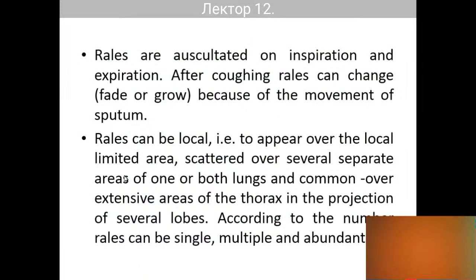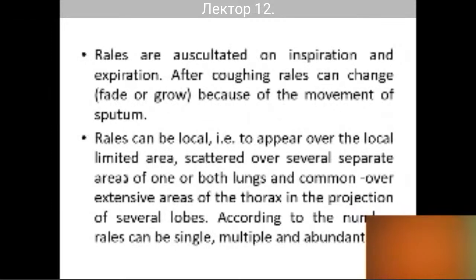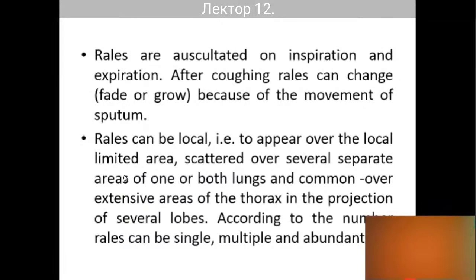Rales are auscultated on inspiration and expiration. After coughing, rales can change or disappear because of the movement of sputum. Rales can be local, that is, appear over a local limited area, scattered over several separate areas of one or both lungs, and common over extensive areas of thorax in the projection of several lobes. According to the number, rales can be single, multiple, abundant.